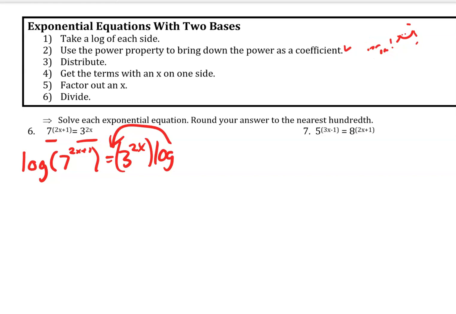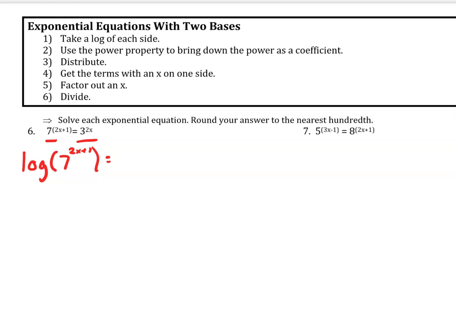So next we're going to go over how to solve an exponential equation with two bases. So first, we're going to take the log of each side. We're going to use the power property to bring down the power as a coefficient and then distribute. We're going to get the terms with an x onto one side, factor out our x, and then divide. This will make more sense as we do a few.